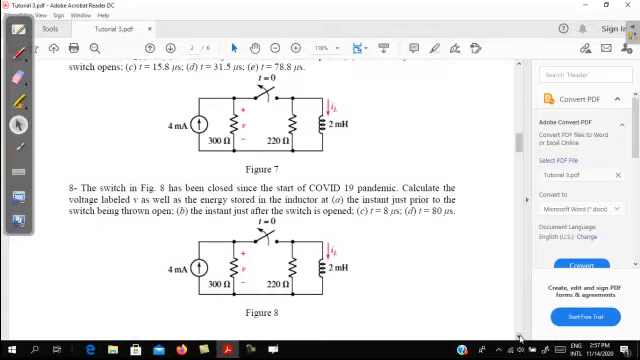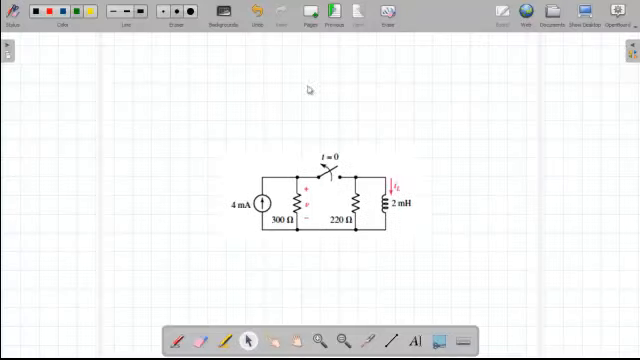So question number 8: this switch has been closed since the start of the COVID-19 pandemic. So this means that it has been closed for a very long time. We need to find the voltage across this resistor just before the switch opens and just after the switch opens. So we have to do the same process.